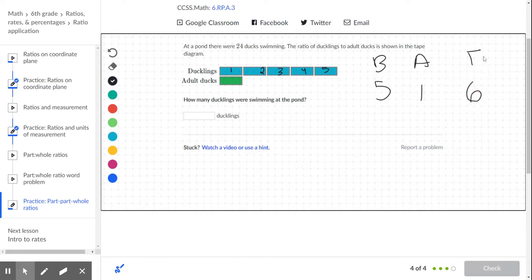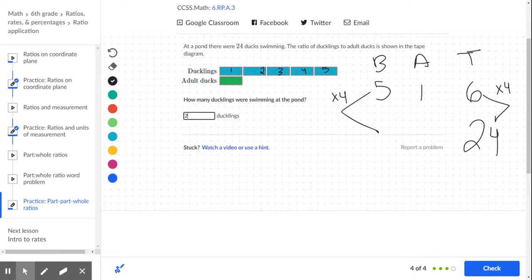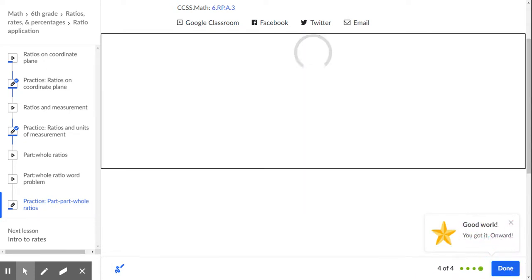But they said, wait a minute, there are not just 6, there are 24 of them. How many of them would be ducklings? If 6 times 4 gets me 24, I know that my babies, my ducklings, I have to multiply by 4 as well. 5 times 4 would get me 20. And we're done.